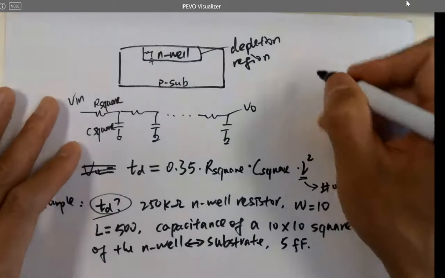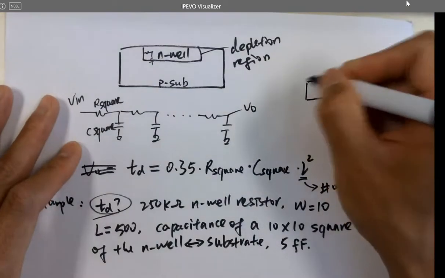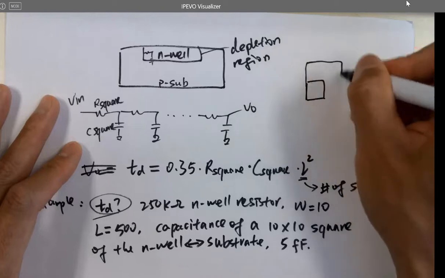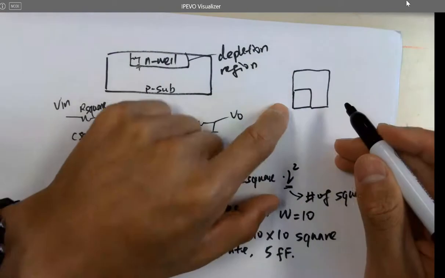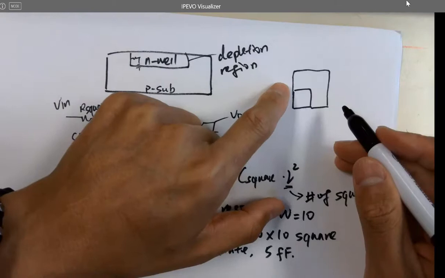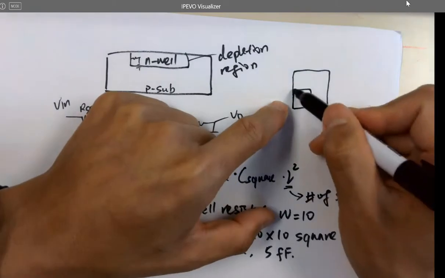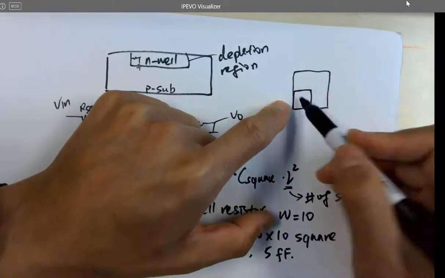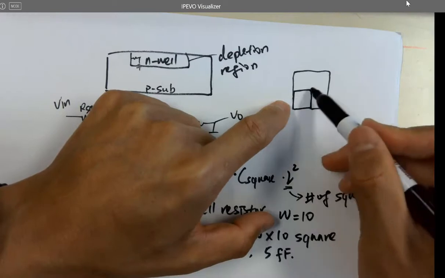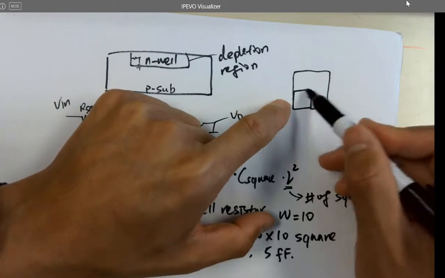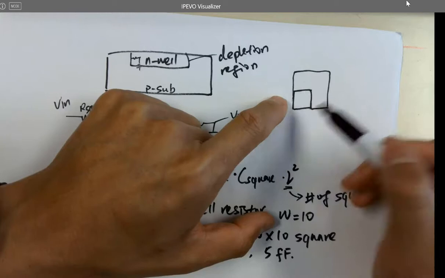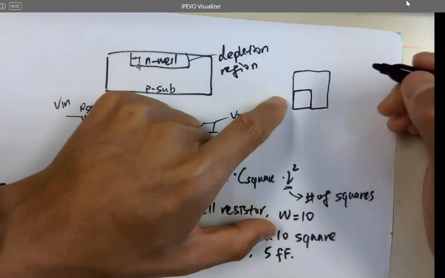A quick question here. For these two squares, do they have the same resistance? Yes. And since they have the same resistance, this is called what? Sheet resistance, right?